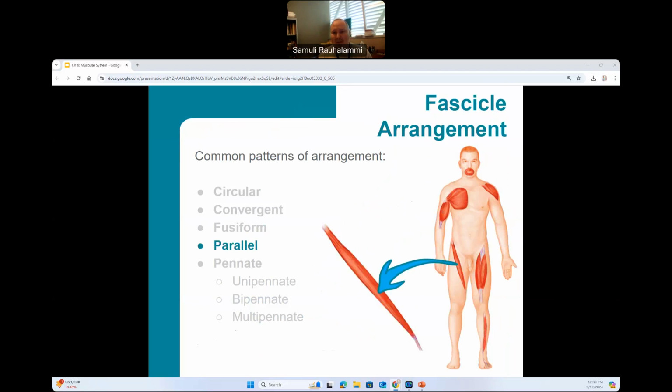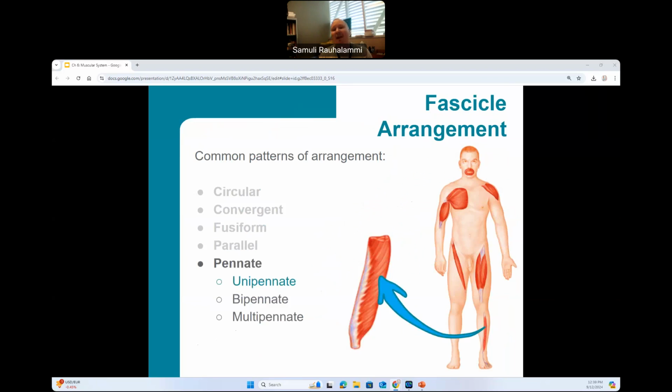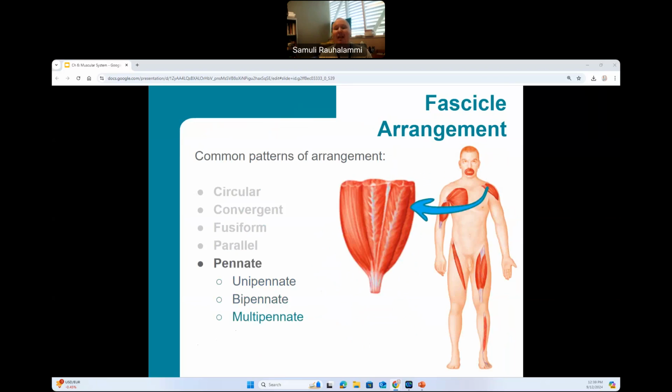We have parallel fibers here. For example, the sartorius muscle is a good example of that. And finally, we have pinnate muscles where the fibers attach to a central tendon. And this can be one belly, it can be 2, or it can be even more muscle bellies.